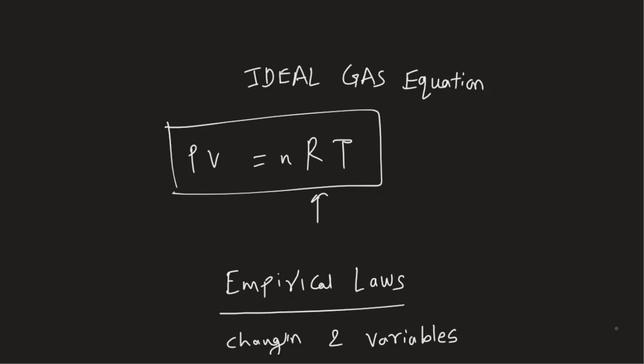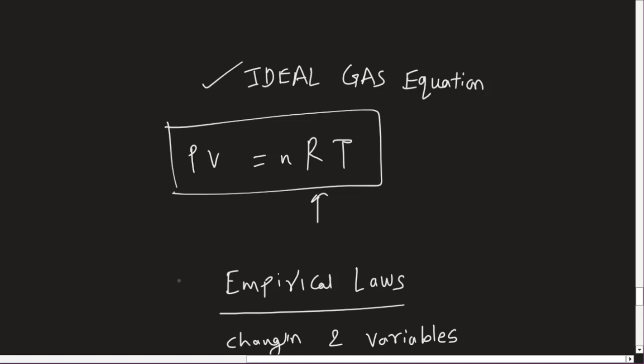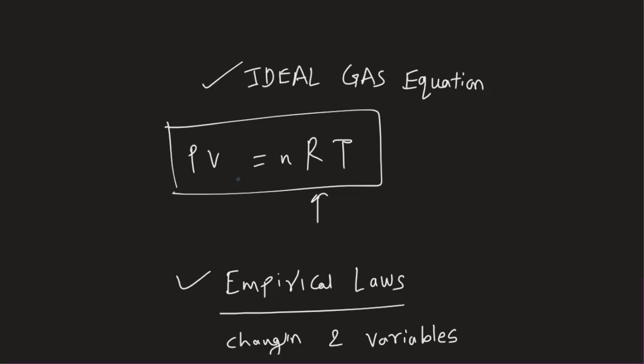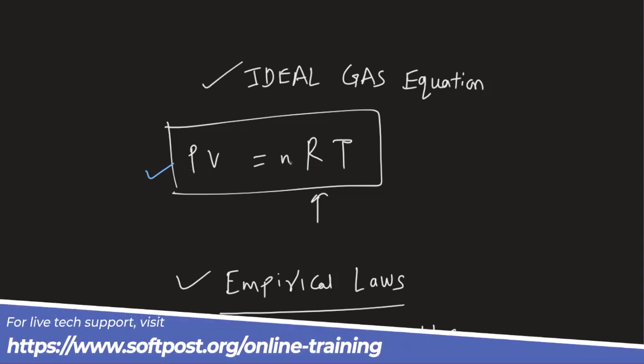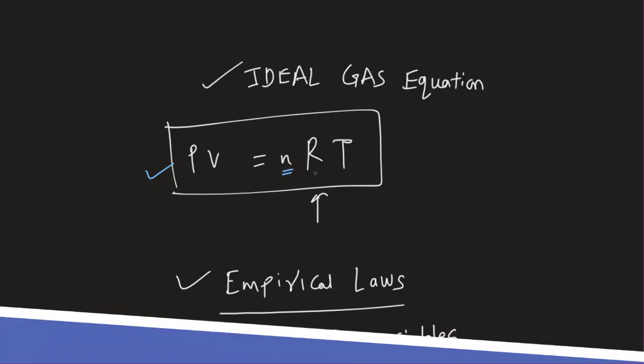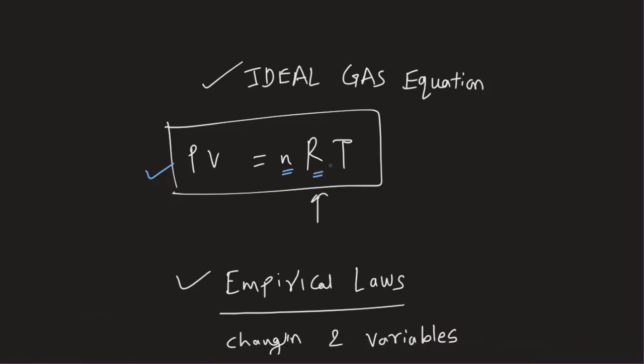So friends, in this video I will be talking about two things. First one is the ideal gas equation and second is empirical laws. So we know that the ideal gas equation is this one: PV = nRT, where P is pressure, V is volume, n is the amount of substance, R is the ideal gas constant, and T is the temperature.